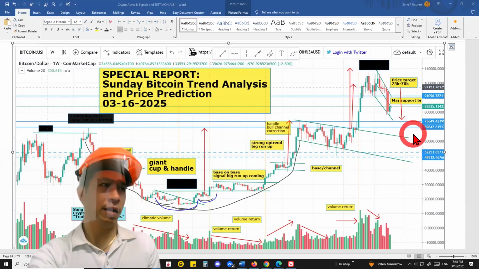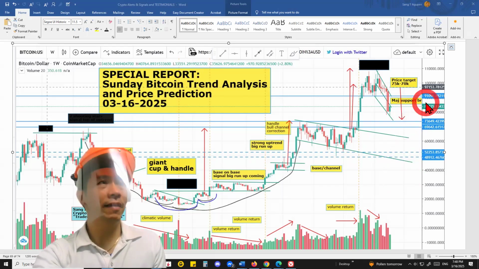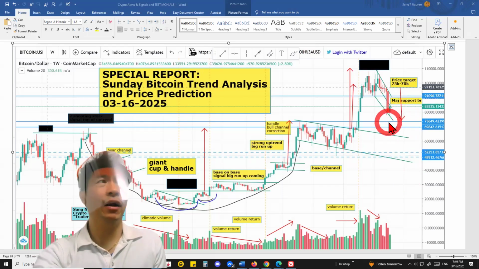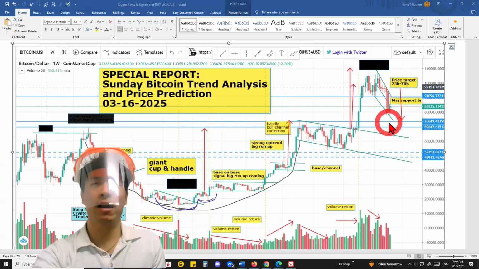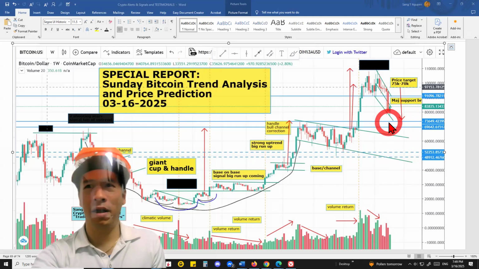Hopefully it's quick. Hopefully it bounces off that area and resumes its uptrend, and then all the altcoins are going to follow that. But during this time, a lot of altcoins are in a deep downtrend. They are down 50 to 60% from their highs. Okay.